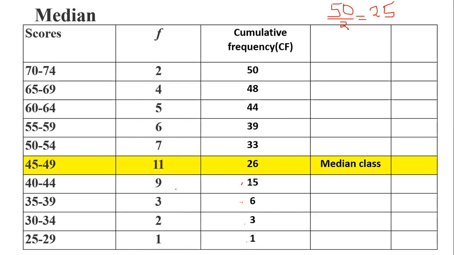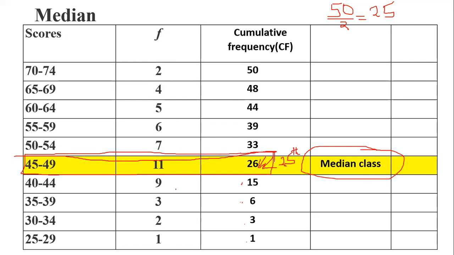So the 25th value is in this 26. That's where we have the 25th value. So now this one becomes our median class, the whole of it. Our median class becomes this. So it's very important that when we identify our median class, and I've labeled it yellow so that you can be able to see it.